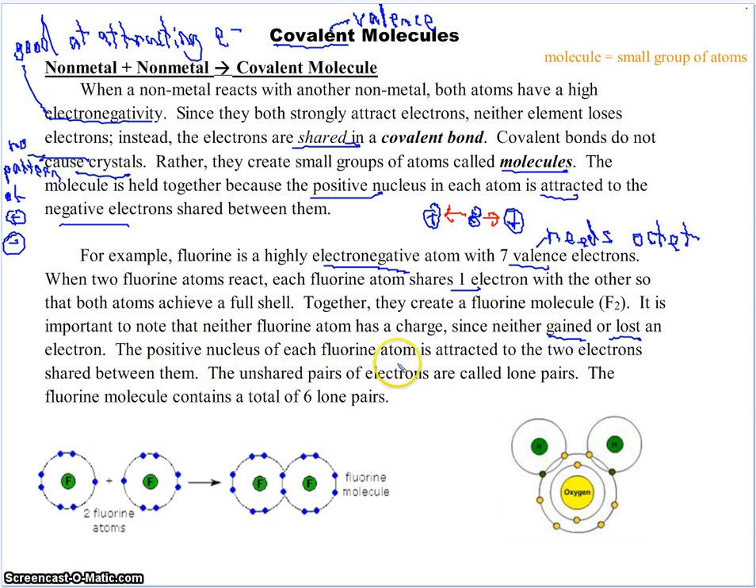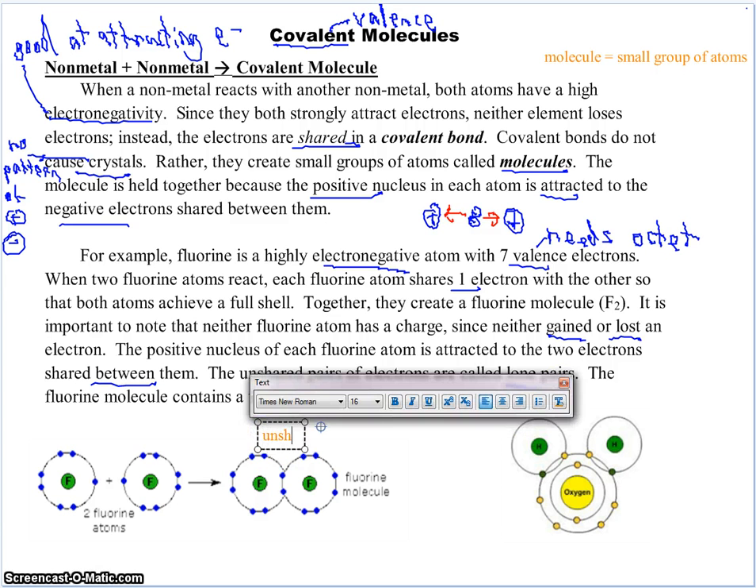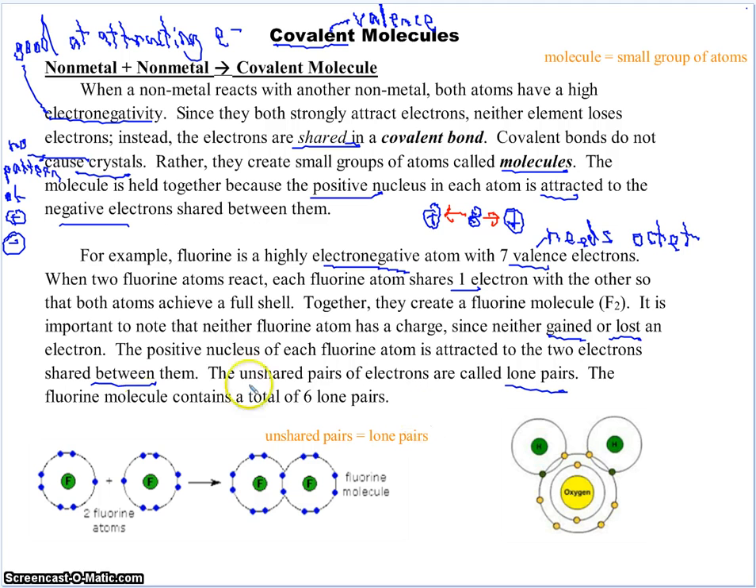The positive nucleus of each atom is attracted to the two electrons shared between them. The unshared pairs of electrons are called lone pairs. Okay, I should define that too. So unshared pairs equal lone pairs, like loner, I guess. The fluorine molecule contains a total of 6 lone pairs.